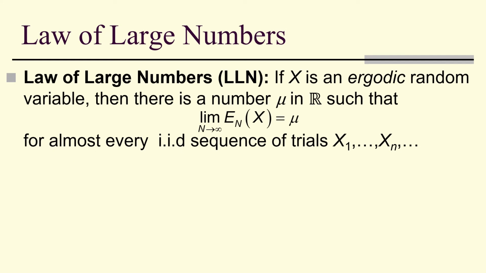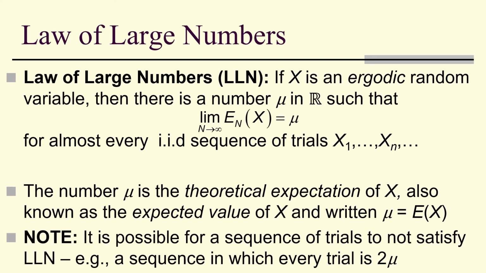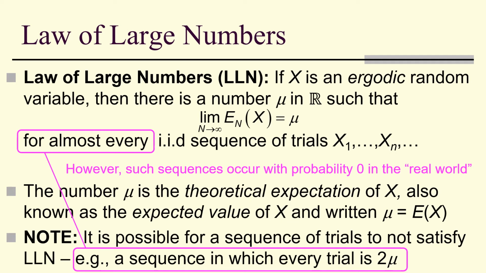So the law of large numbers says that if X is an ergodic random variable, then there's a number mu such that the limit as n goes to infinity of the sample means of X is equal to mu for almost every identically and independently distributed sequence of trials. This number mu is called the theoretical expectation of X, or the expected value, written like this. Now, it is possible to get a sequence of trials that doesn't satisfy the law of large numbers. For example, a sequence in which every trial is 2 mu. But such sequences occur with probability 0, quote, in the real world. That's why we say for almost every.